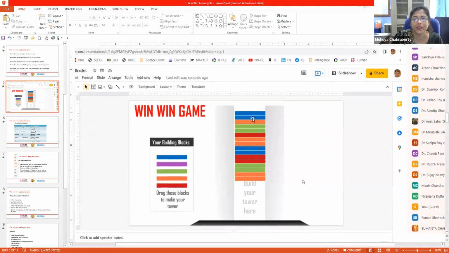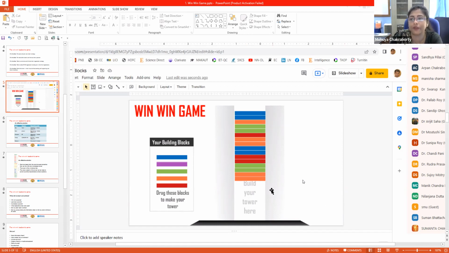So 1, 2, 3, 4, 4 blue blocks. Blue means it is the business. Then orange 1, 2, 3, 4, 5, 5 blocks of orange. Orange or yellow, it's engineering. Then 4 blocks of green, it is geography. And red blocks, only 3 blocks, it's marketing. So this is the thing that we have been able to do.